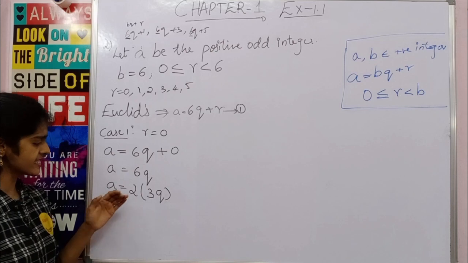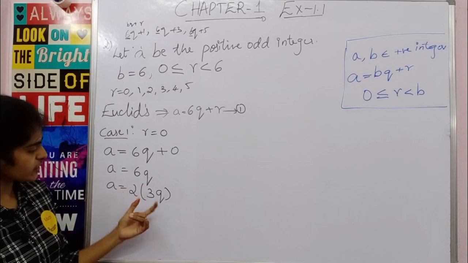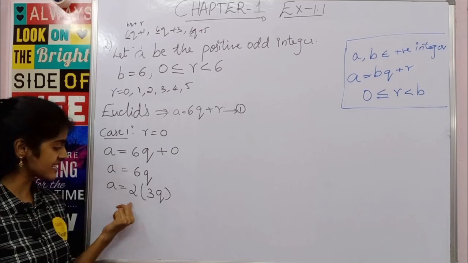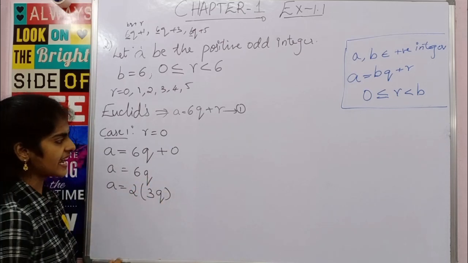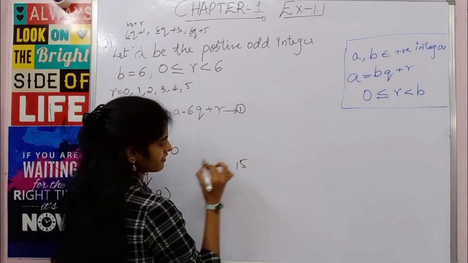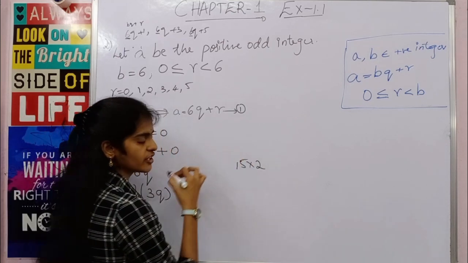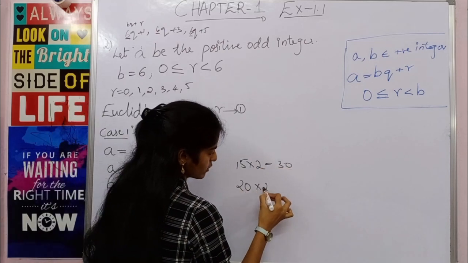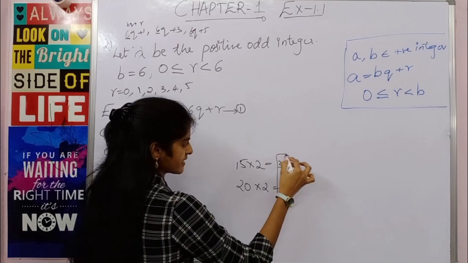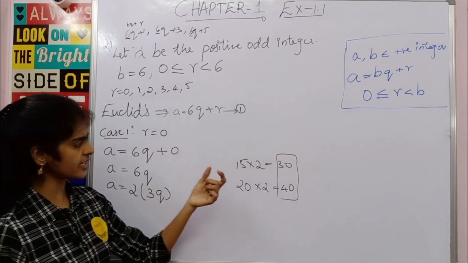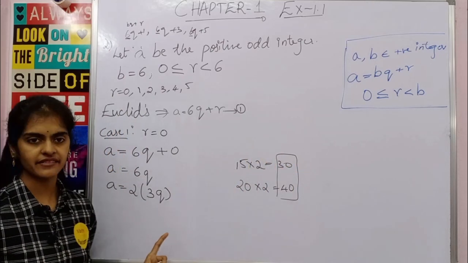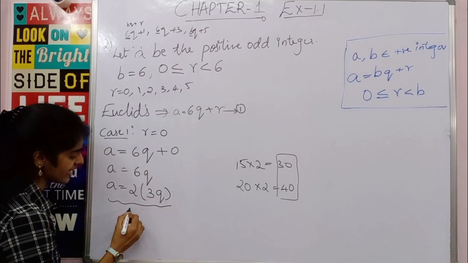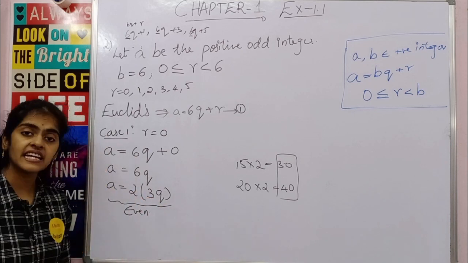Just see, you have written this as 2 into some number, which means it is an even number, right? Anything you multiply by 2, suppose you take a number 15, if you multiply it by 2, you get 30. Suppose you take 20, multiplied by 2, you get 40. Now what are 30 and 40? They are even. Anything multiplied by 2 gives an even number. Here you are multiplying by 2, which means this ultimate thing will be even.